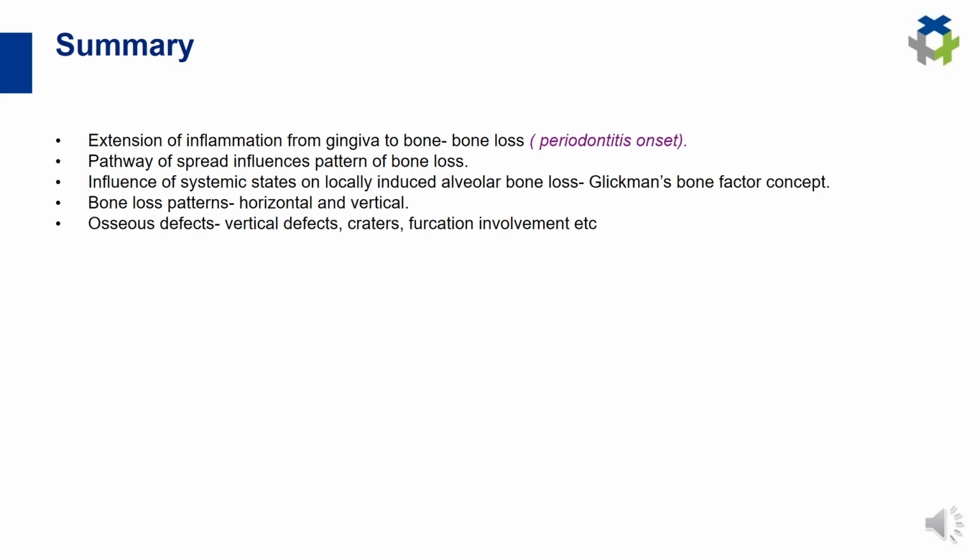So the summary is: extension of inflammation from gingiva to bone causes bone loss. The pathway of spread influences the pattern of bone loss. The influence of systemic states on locally induced alveolar bone loss is called Glickman's bone factor concept. Bone loss patterns can be horizontal and vertical, and osseous defects can be divided into vertical defects, craters, furcation involvement, etc.